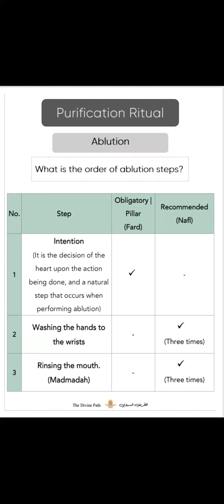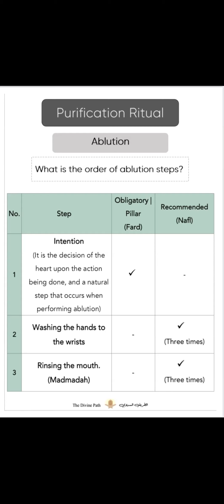So right before we start, I wanted you to look at the screen here. You'll see that there are steps of ablution in the columns, and in the two columns next to the steps column, you'll see one, the obligatory pillar or fard, and you'll also see next to that the recommended or nafil. Okay, in the obligatory column, if there is a check marked, that means the ablution cannot be completed without performing that step whatsoever, because it is a pillar or fard in Arabic.